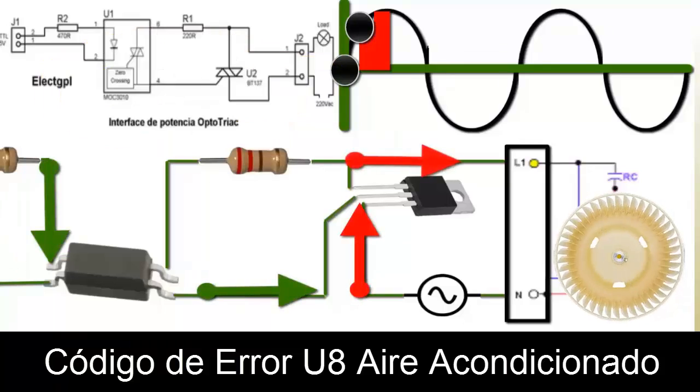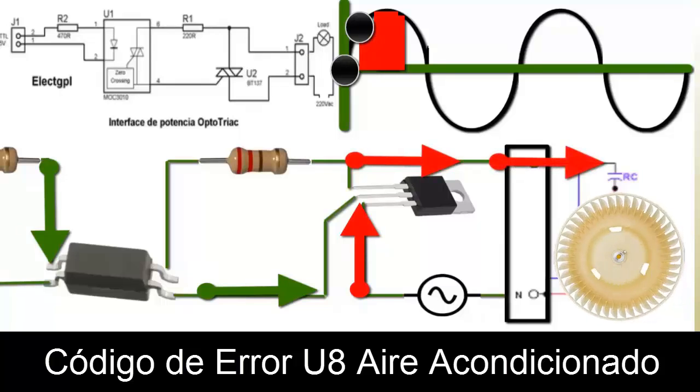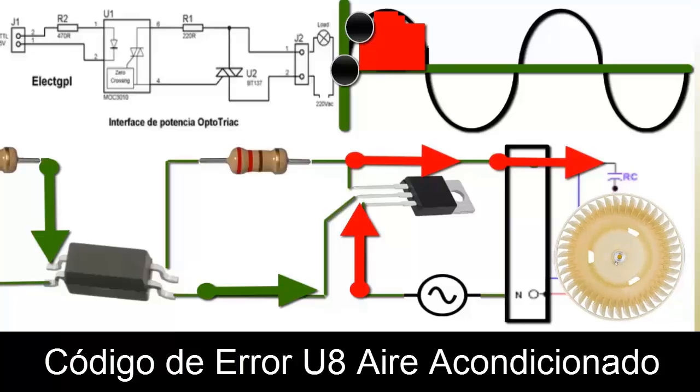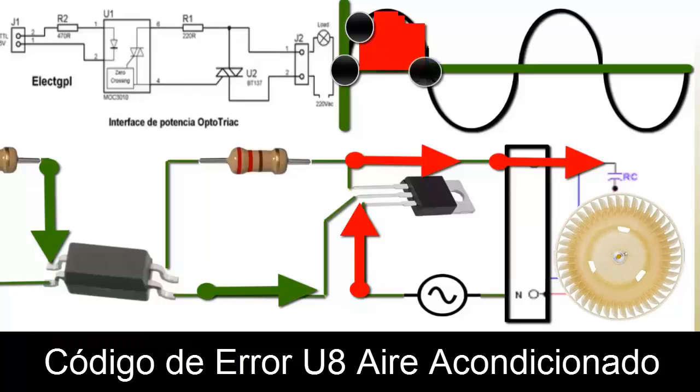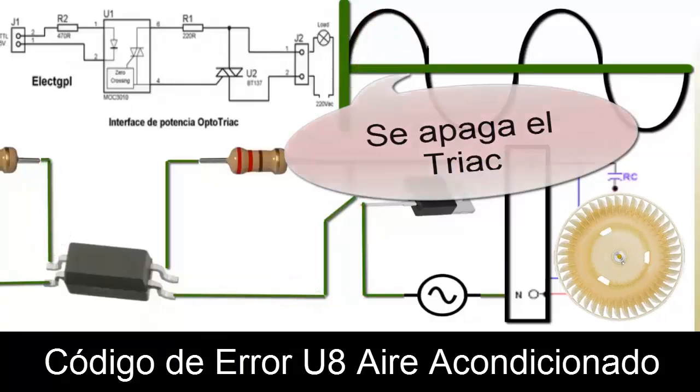The zero crossing signal is crucial because it allows the motor to synchronize with the AC phase, ensuring precise control of the fan speed. When the user activates the high speed of the indoor unit's fan, the zero crossing signal is detected, and current is immediately sent to the motor.